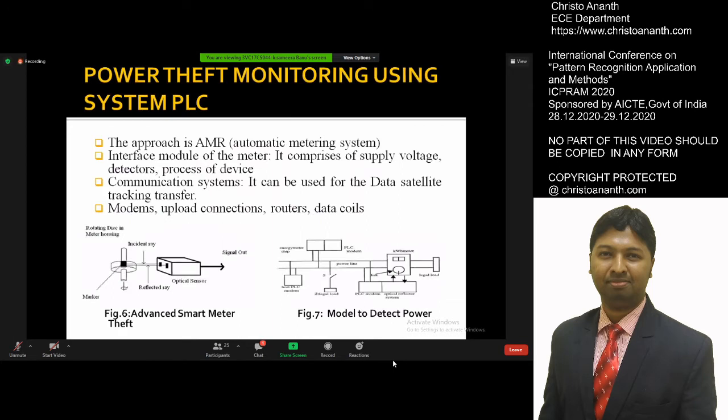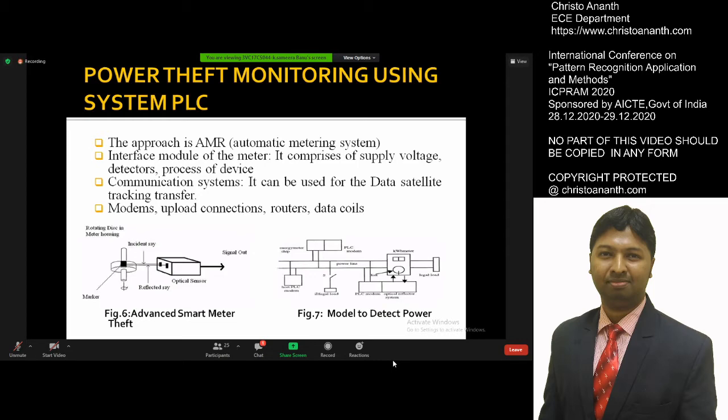Next, power theft monitoring using a PLC system. The main strategy in this is an automatic metering system. It is designed to detect power theft in AMR. The main components are the interface module of a meter, which has supply voltage detectors, a processing device, etc. Next comes the communication system. It is also a main component, and as we know, it is mainly used for data, satellite tracking, modems, routers, etc.